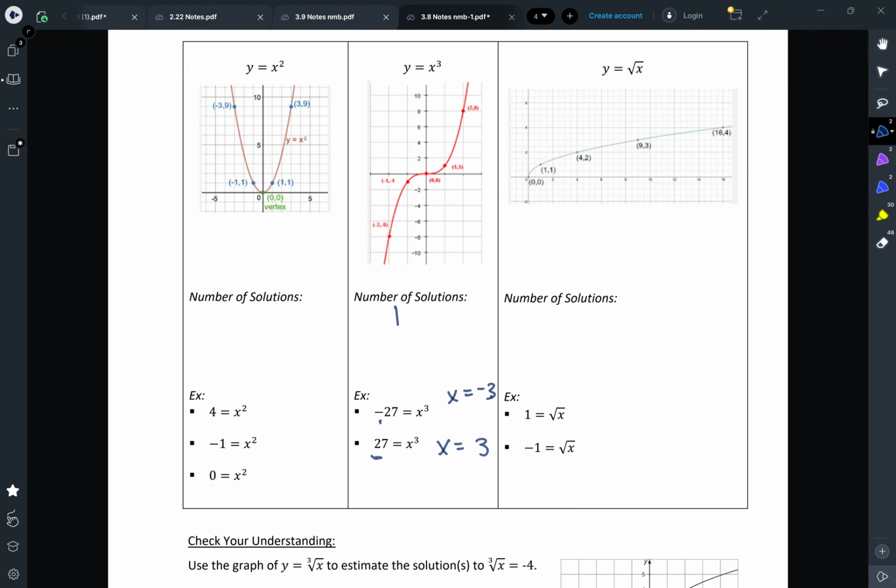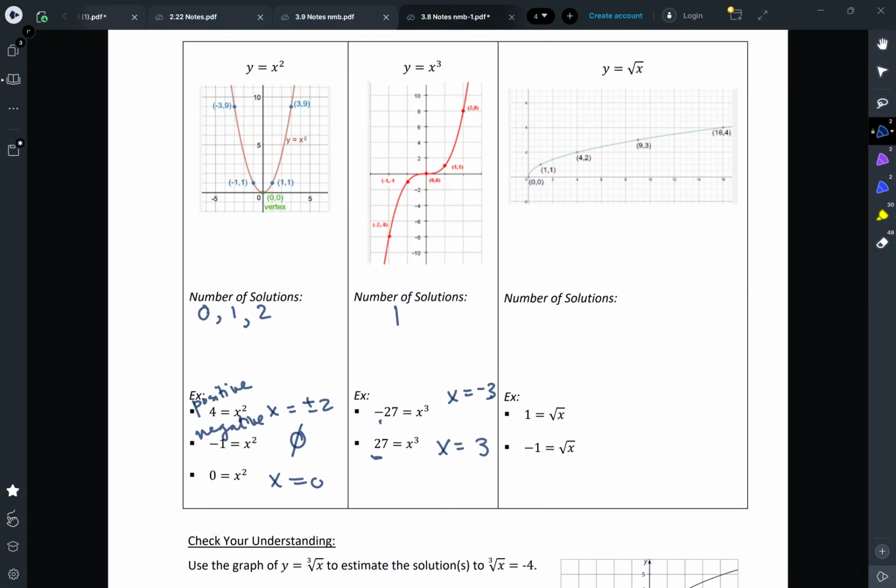So they're always going to have one solution, and that's for y equals x cubed or y equals the cube root of x. These are a lot easier to work with today. When we had y equals x squared, we could get 0 solutions or 1 or 2. So it just kind of depended. If I had x squared equal to a positive, when I take my square root, I get a plus or minus. If I had x squared equal to a negative, remember we had no solution. That's that 0 with a line through it.